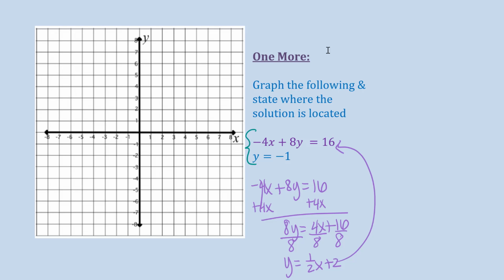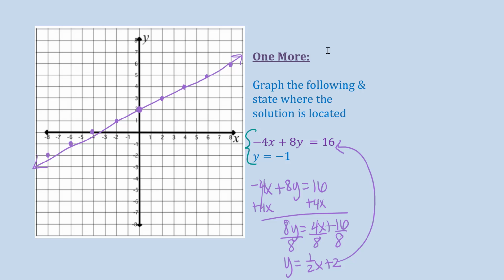I know it really well. My beginning point is at 0, 2. My slope is positive 1/2, so I'm going to rise 1, run 2. And then I'm going to go the exact opposite. So instead of up and right, I'm going to go down and left. And connect my dots. Or try to connect my dots.